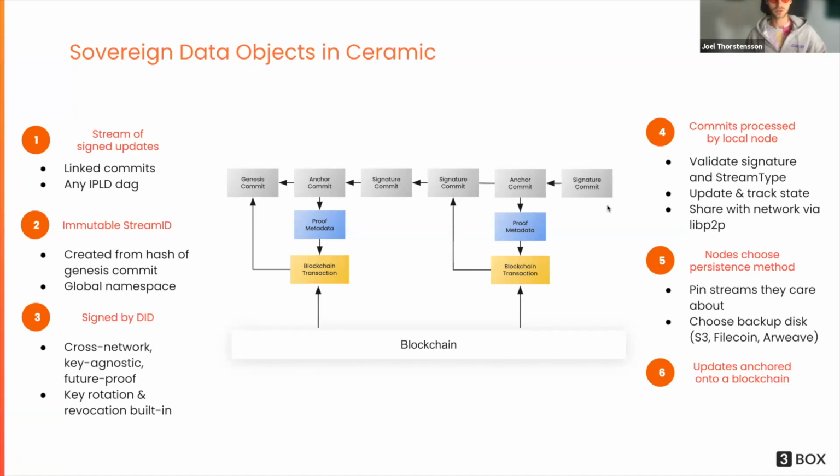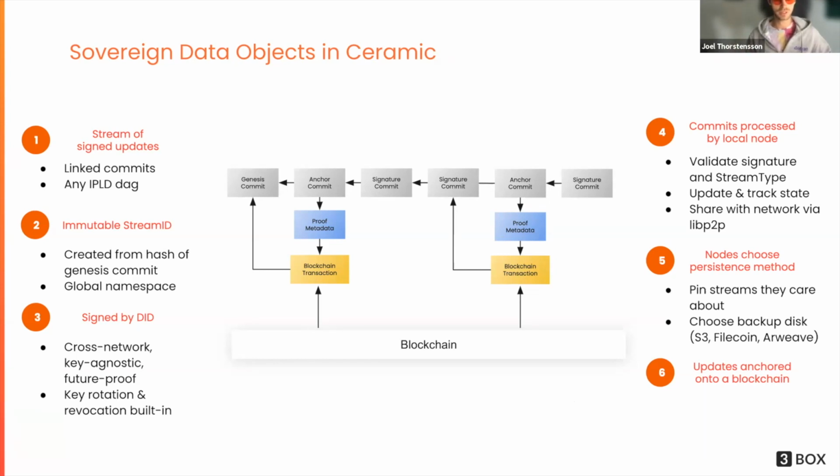Yeah, so what nodes do in Ceramic is keep track of the event log and keep track of the current state of objects. Each node independently chooses which streams they pin, and how they back up the state of these things. Right. So once we have this sovereign data primitive as a data object, what can we build with it?